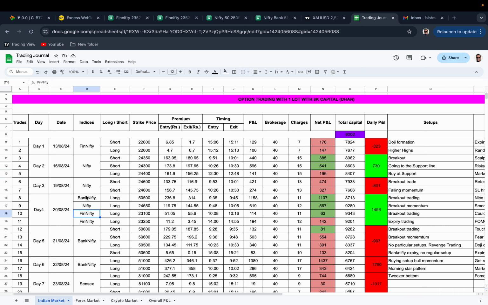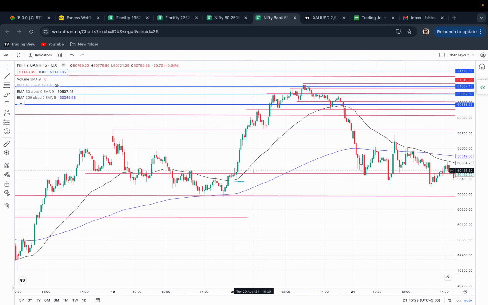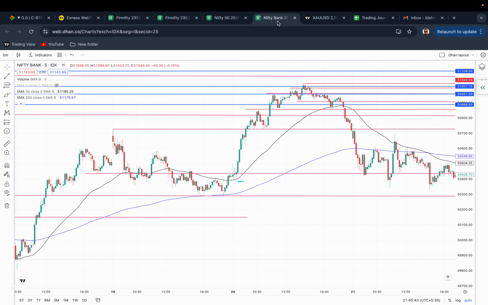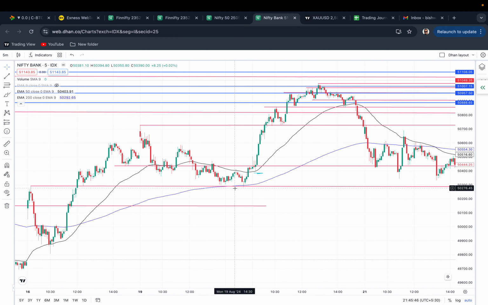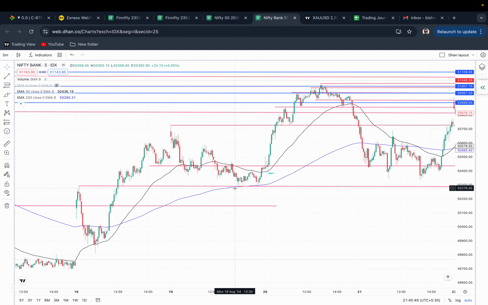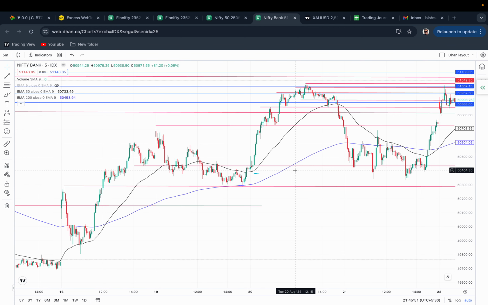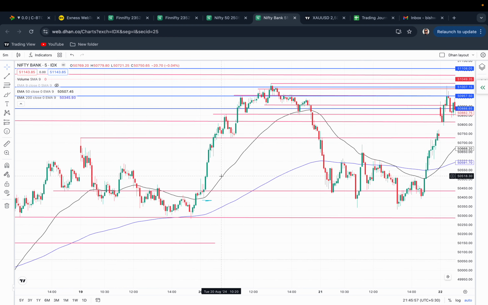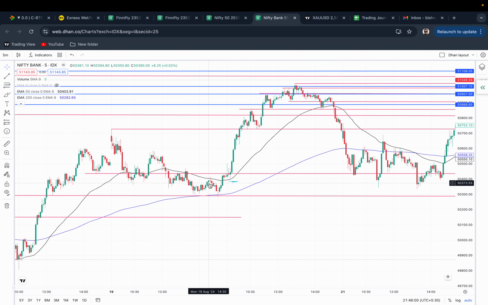So let me start with the Bank Nifty. I have taken a long position, and the strike price was 50,500. The timing was 9:35. So I have drawn the resistance and the support lines all together. Let me zoom into this.